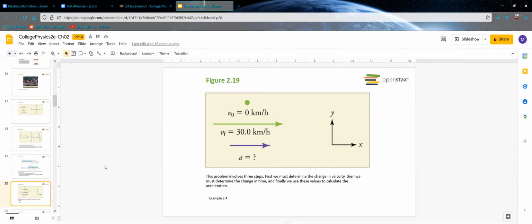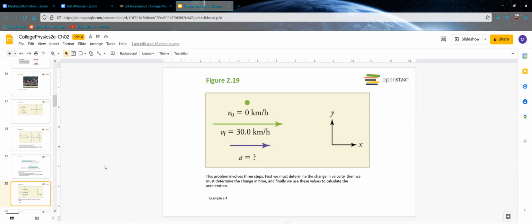Notice we did a dot for V naught of 0, a final velocity of 30, so a long arrow in a direction. We're calling them both positive because we have an XY coordinate system over here. And then an acceleration that we do not know. I personally probably wouldn't draw the arrows unless I think it's relevant. And when we get to more dimensions than one, they become more relevant. But those numbers are super important.